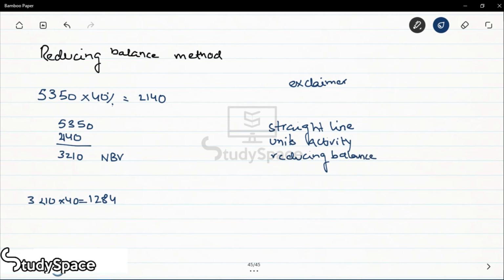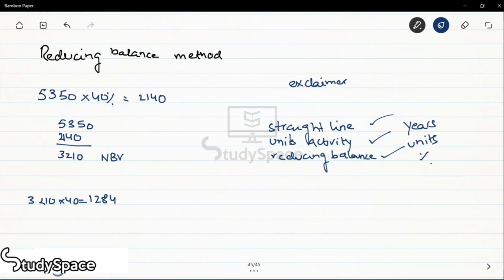In units of activity, you will be given the units. In the reducing balance method, you will be given the balance, and you will be given the percentage. And in the straight line method, you will be given years to allocate the depreciation.